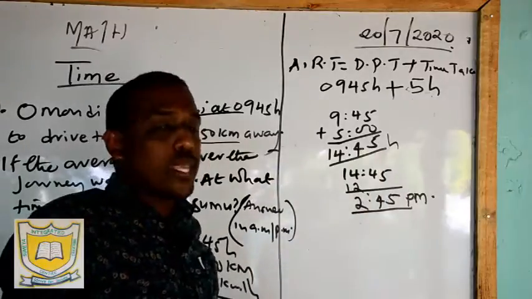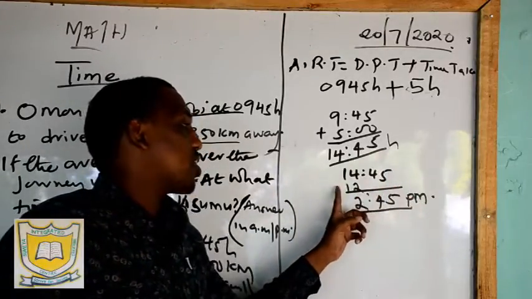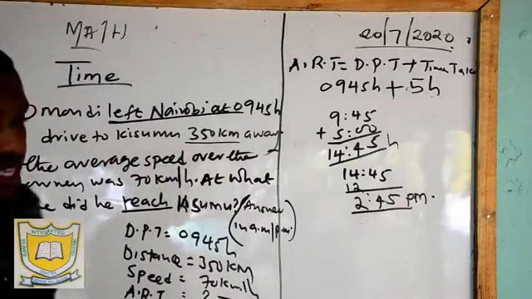So 9:45 plus 5 hours is 14:45 hours. If you are told to change it into PM, you say minus 12, you get 2:45 PM. That's how we solve.